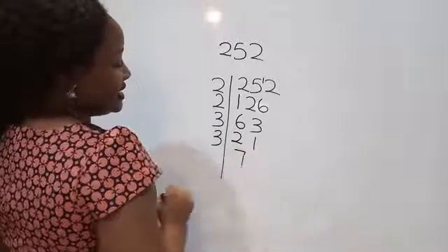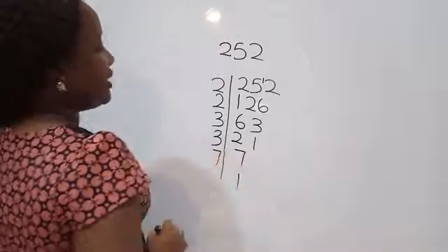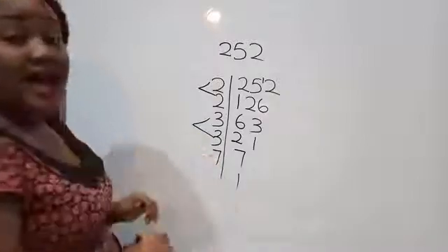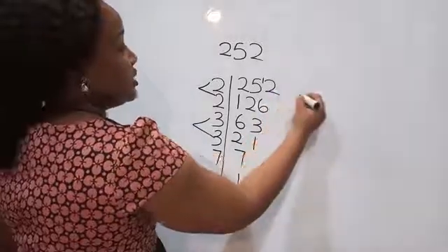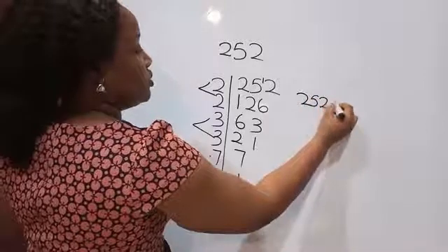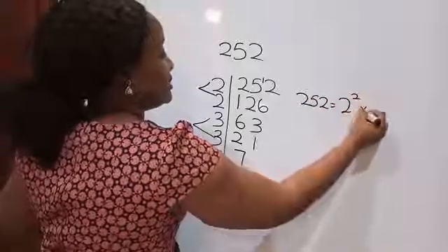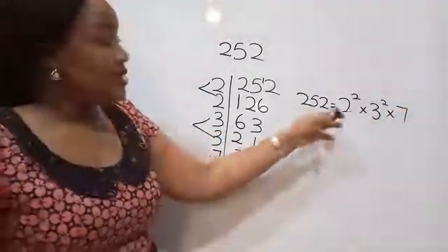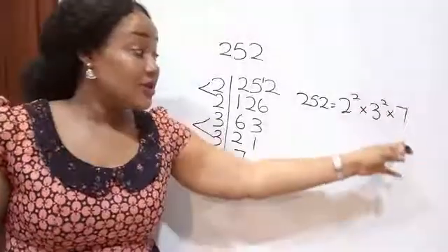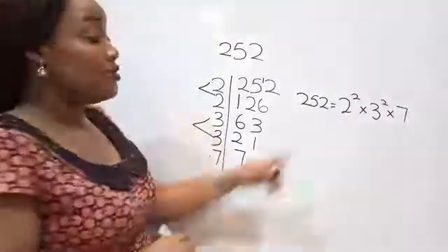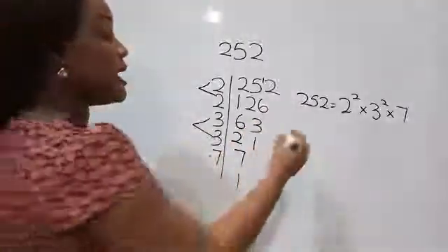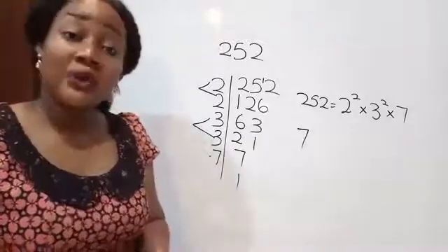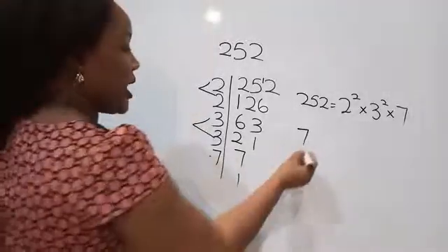We have 7. And we have 7. We have 1. So 2 is paired, 3 is paired, and 7 is hanging. So 252 is equal to 2 squared times 3 squared times 7. And 2 is paired, 3 is paired, so 7 needs a partner. So we need to find 7. So if you multiply 7 by 252, we will get a perfect square.